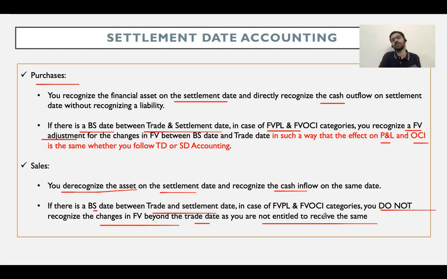This is a gap between trade date and settlement date accounting, but we got to live with it, and that is not going to be a problem for the FVPL and FVOCI category, because the fair value fluctuations will take into account the gains or losses, and it will ensure that there is no difference between trade date and settlement date accounting.